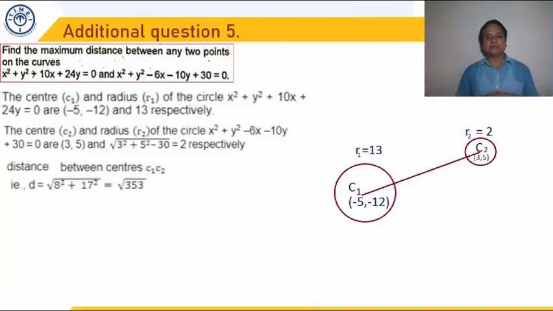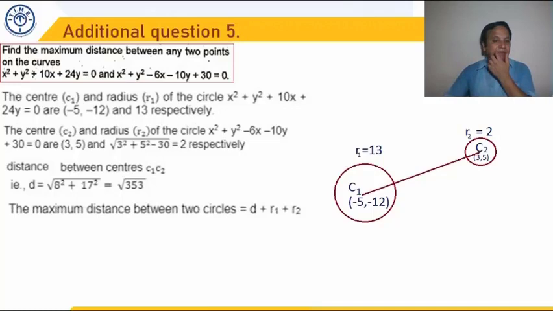So let's visualize the distance between centers C1 and C2. We can obtain it from the distance formula. Minus 5 minus 3 whole square is minus 8 square, that is 64. Minus 12 minus 5, that is minus 17 whole square. 17 square plus 8 square becomes 353 inside square root. So C1 C2 is the distance between the center points of the two circles. And if we add R1 plus R2, we get 2 extreme points, one on the first circle, the other on the second circle. We get the farthest points.